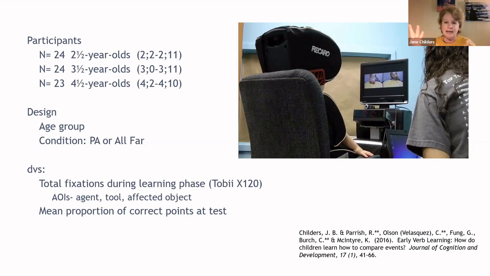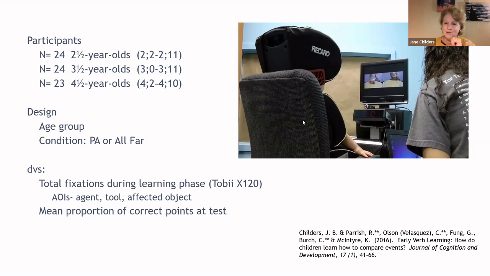One, a progressive alignment condition where they get similar then varied events, and I'll show you an example in a minute, and one all far where they just get to see varied events through the entire learning phase. We're going to have a dependent variable, which is how long they look at different elements within the learning phase. If they're structurally aligning, it's really interesting to think about them looking at the agent, looking at the tool, looking at the affected object. So we need to understand that looking better, and then they're going to point at test as they do.